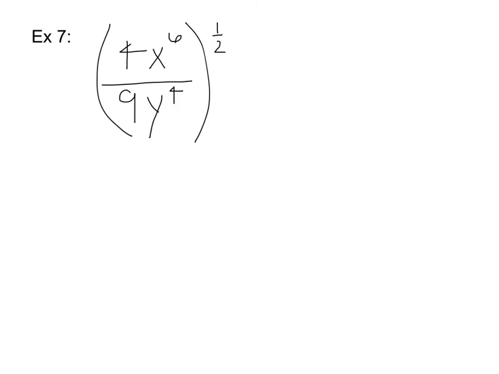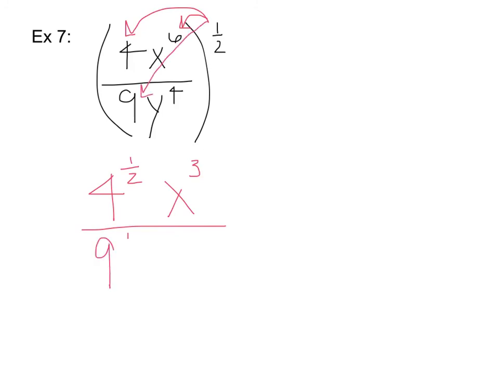Our last example is 4x to the 6th divided by 9y to the 4th, and all of that is being raised to the 1/2 power. So you distribute the 1/2 to the 4, and that gives me 4 to the 1/2 power. You distribute it to the x to the 6th, you multiply 6 times 1/2, and that gives you x to the 3rd. Distribute it to the 9, so that gives you 9 to the 1/2 power. Distribute it to the y to the 4th, 4 times 1/2 is going to give you 2.